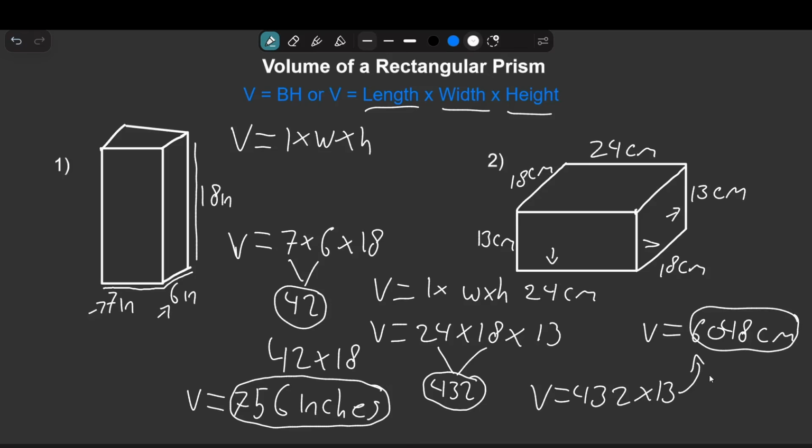This was basically it, my explanation on how to get the volume of a rectangular prism.